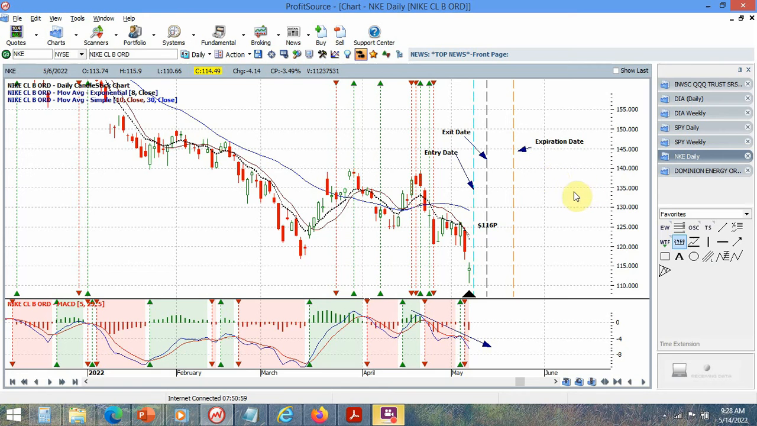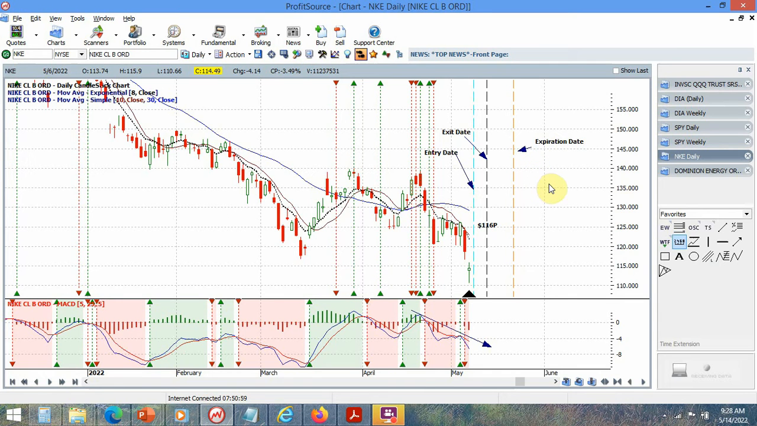Analysis on putting together a put trade on Nike. As you can see, I'll have to explain a few things. This blue line is the date that I entered the trade, which is May 9th. The black line here is the day that I actually exited the trade, and this line here is the expiration date, which is the amount of time that I bought for the trade to hit my target.